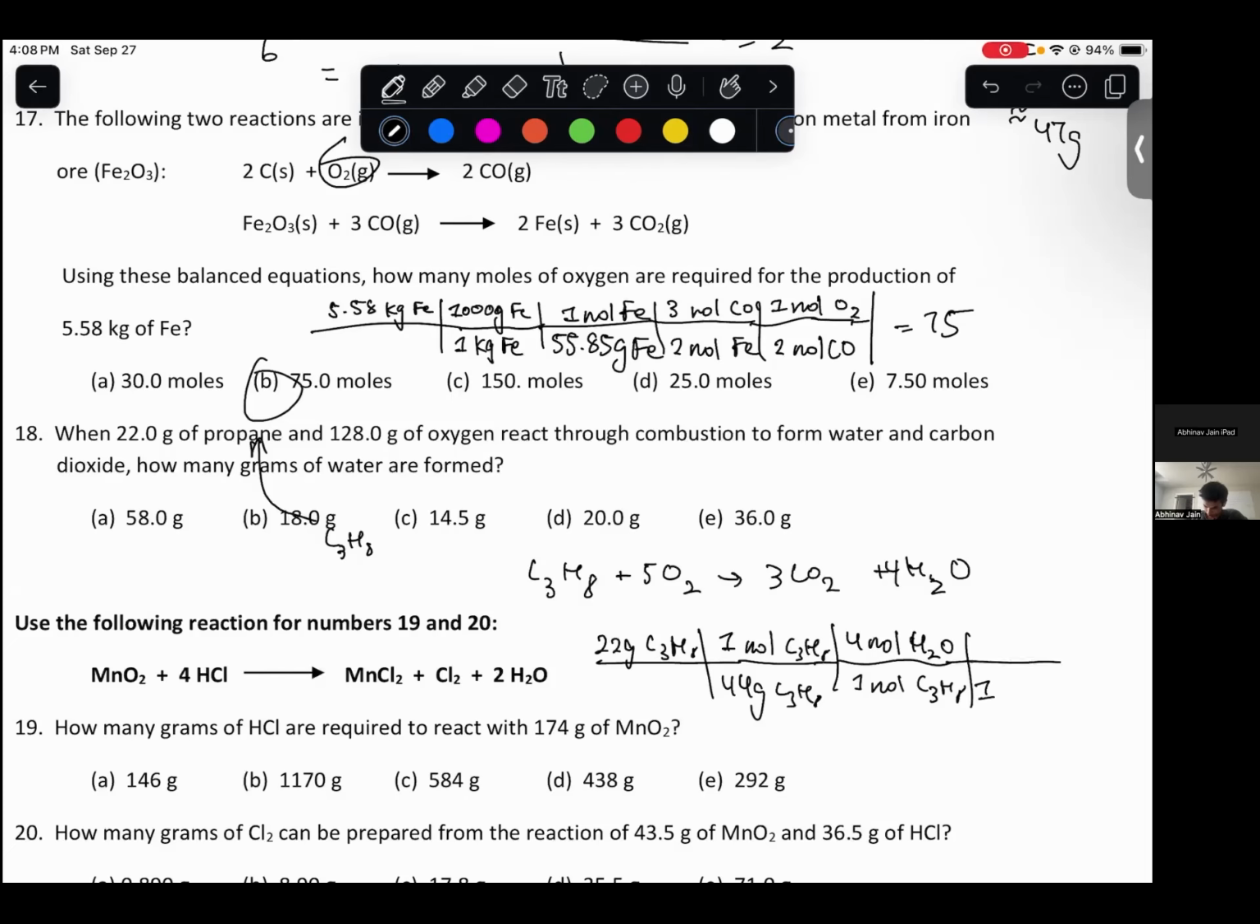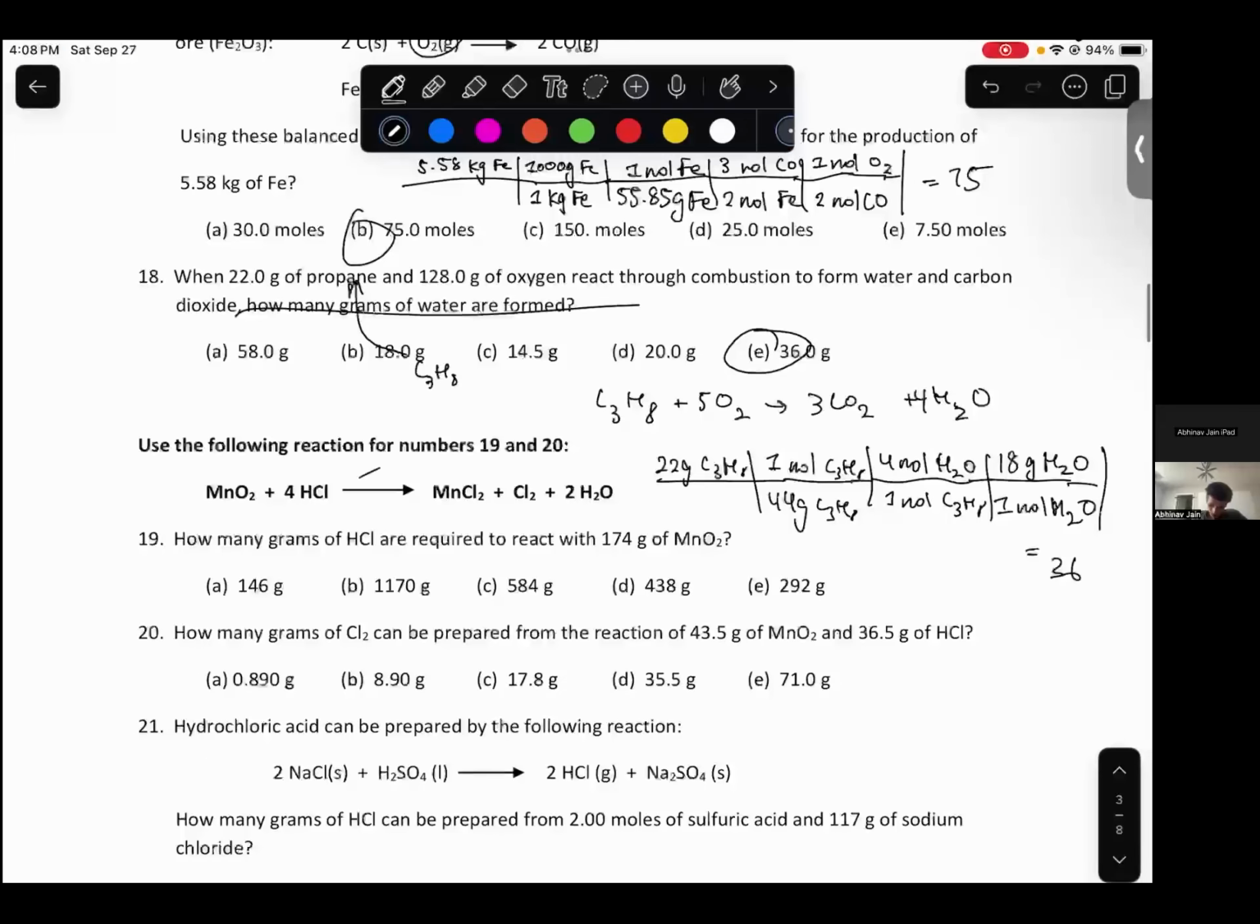And we know that for every 1 mole of H2O, again, we want to end in grams of water, so that means we're going to do 18 grams water. So now we just multiply out. 18 times 4 times 22 divided by 4. It's going to be 36. So it's 36 grams. So it's going to be answer choice E.